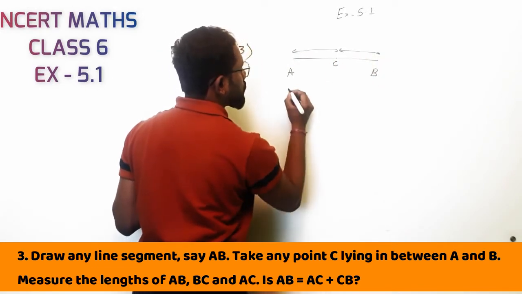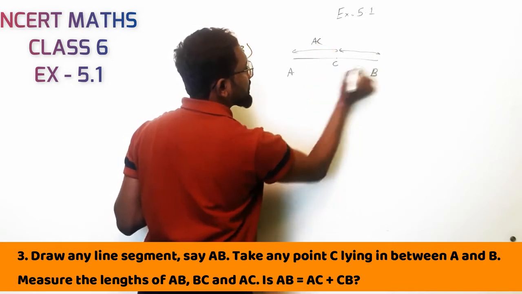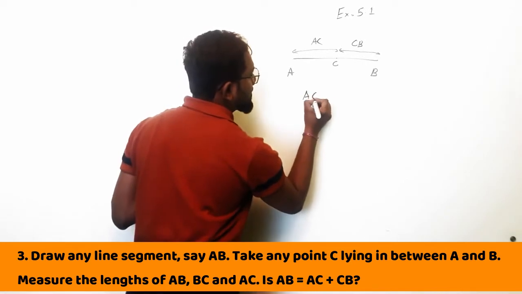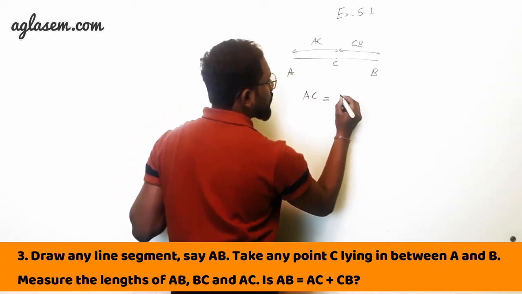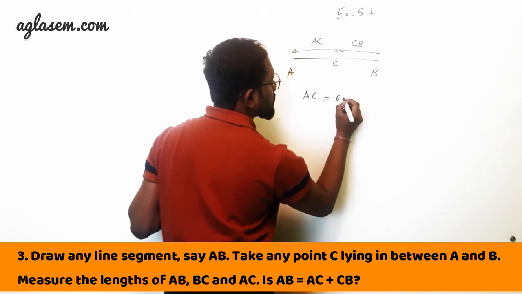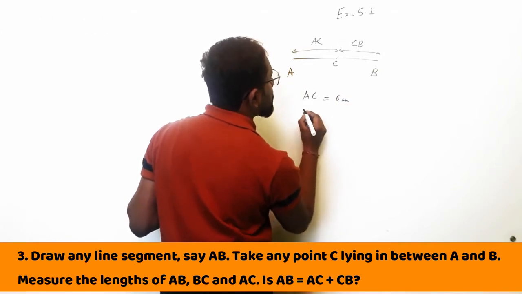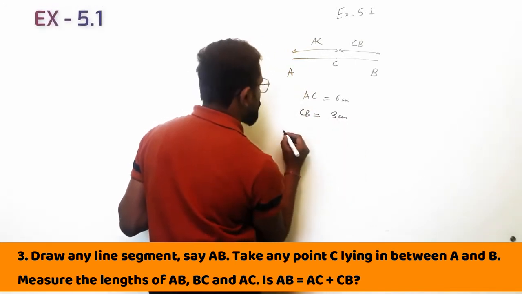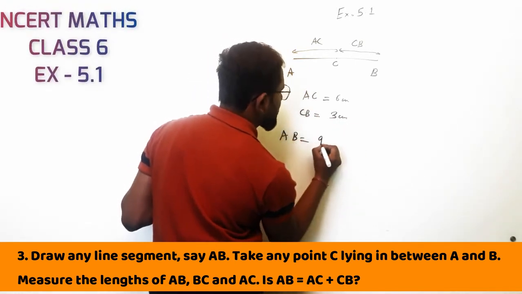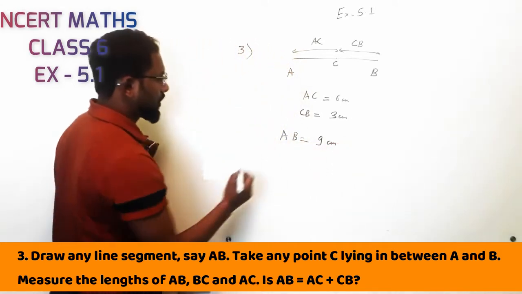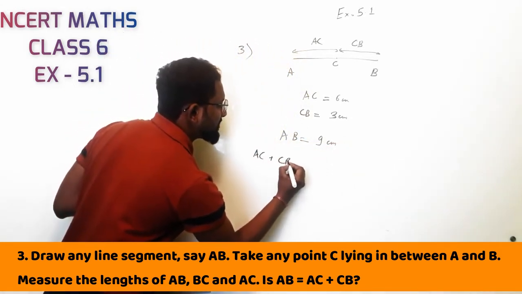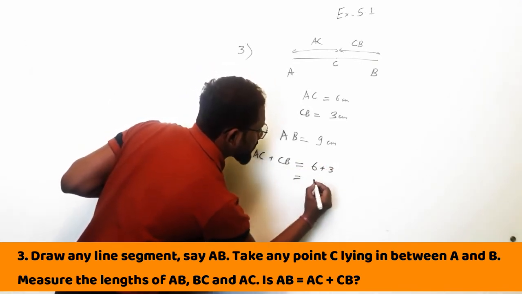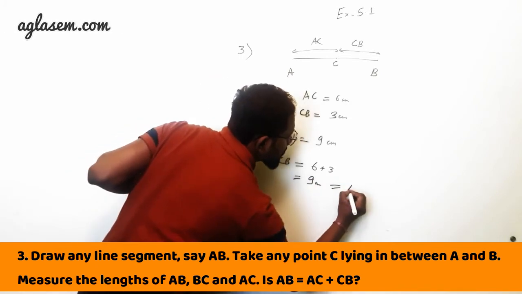This is AC and this is CB. Now measure AC. Here you can say it's 6 centimeter and CB is 3 centimeter. And when you measure overall AB, it is 9 centimeter. So AC plus CB is equals to 6 plus 3, this is 9, which is equals to AB.